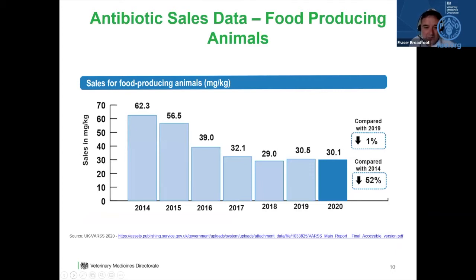We've had a 52% reduction since 2014, and as you can see from that graph, a lot of that happened between 2014 and 2018. I think the data collection, the target setting and the collaboration have really contributed to the reductions that we've seen.